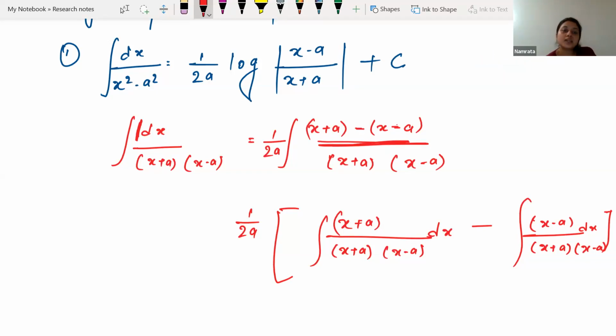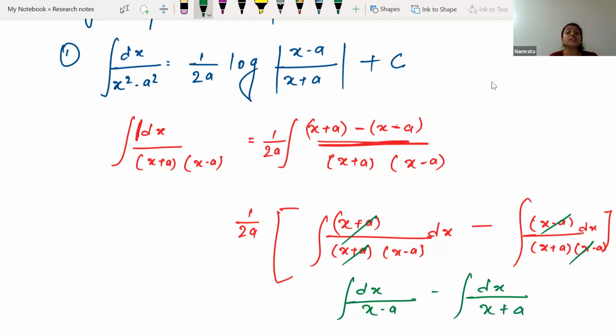Now from here you can see the terms are cancelling out each other. So which terms are cancelling out? This x plus a got cancelled out. This x minus a cancelled out. So we will be left with dx by x minus a over here and minus dx by x plus a, which looks like the formula of log x. That is 1 by x times dx, right? That's the formula of log x. So it looks like log x, and from here only the original formula which I have given number 1, that came.